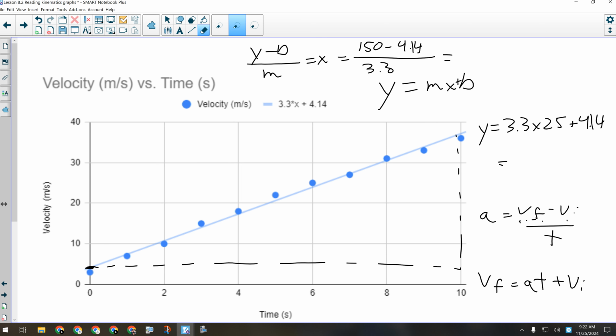What's this number right here? 4.14. Okay, so we're saying it started at 4.14 and did that for 10 seconds. So that's going to be 41.4 meters. And then I've got the triangle.